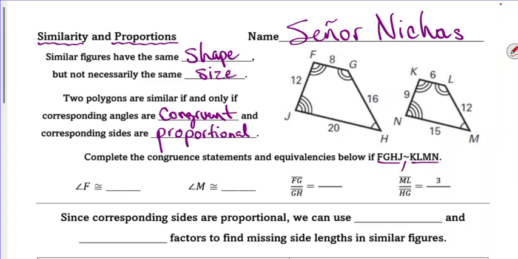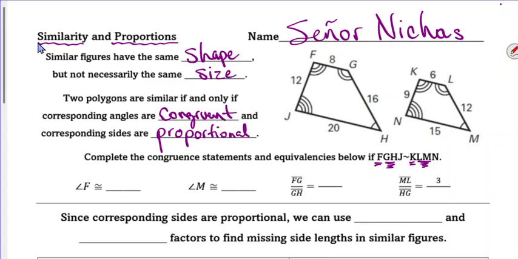This symbol here means similar. You've kind of seen that before. You put that over top of an equal sign and it means congruent. If it's just by itself, it means similar. So this also highlights the corresponding parts. Angle F corresponds with angle K, or side GH corresponds with side LM.